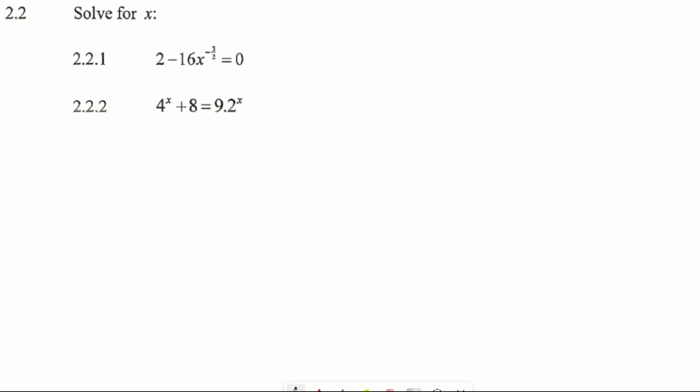Let us look at number one. We want to solve for 2 minus 16x minus 3 over 2 is equal to 0. First things first, when you're doing mathematical problem solving, look at the nature of the expression that is given and analyze it. If you analyze this equation, you notice that the x is not in the exponent, it is just the normal x. So solve it in that manner.